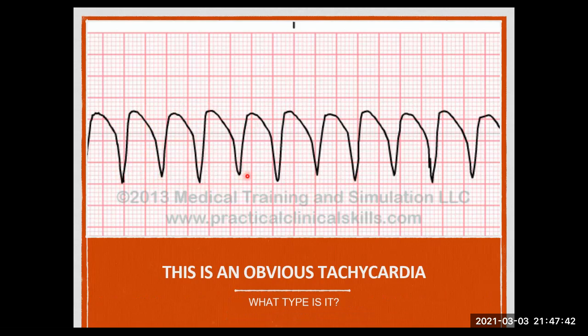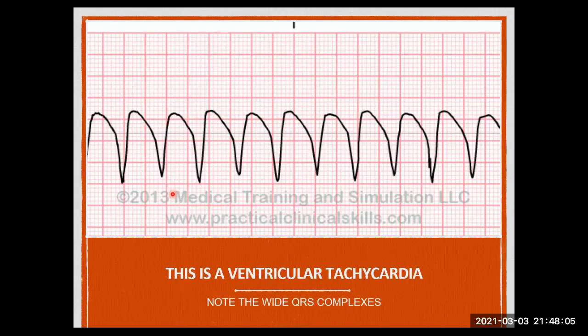So we said that a narrow complex without P waves is a supraventricular tachycardia. And a wide QRS complex, can anybody guess? Yes, if you guessed ventricular tachycardia, you are 100% correct. This is exactly what a ventricular tachycardia looks like. Okay, so very good. So that's a ventricular tachycardia.